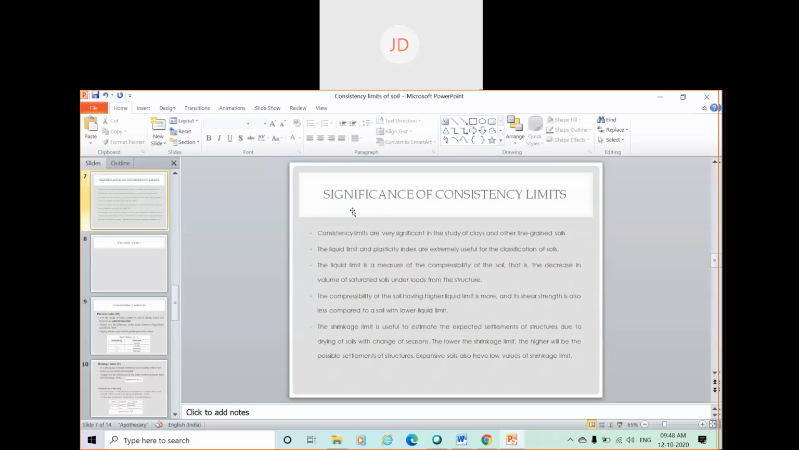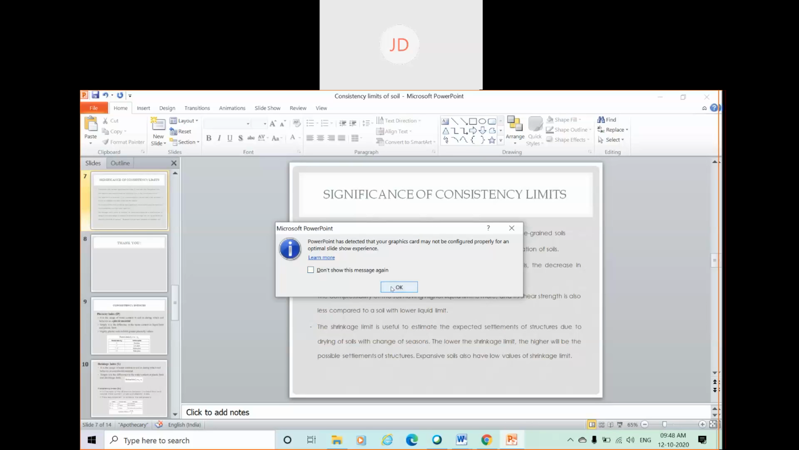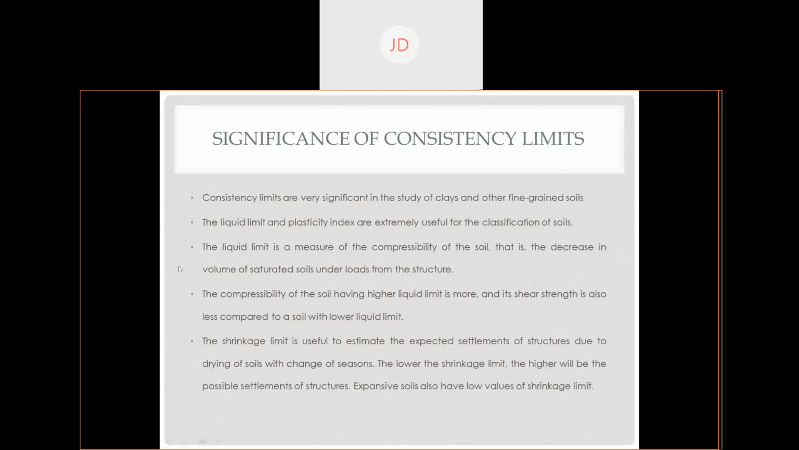Okay, so just listen. The consistency limit. When I say consistency limit, it covers all three, that is shrinkage limit, liquid limit, and plastic limit. All three. So consistency limits are very significant in the study of clay and other fine grained soil. We have already discussed that it is the property of fine grained soil only, especially for clay soil. The liquid limit and plasticity index are extremely useful for classification of soil.